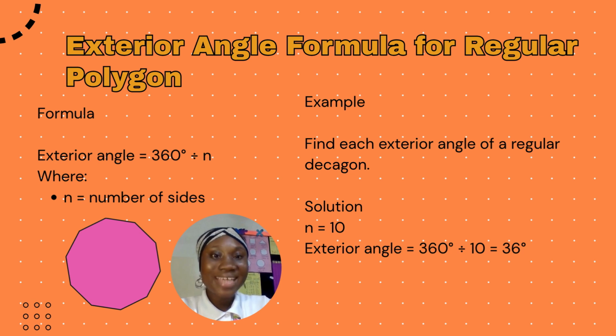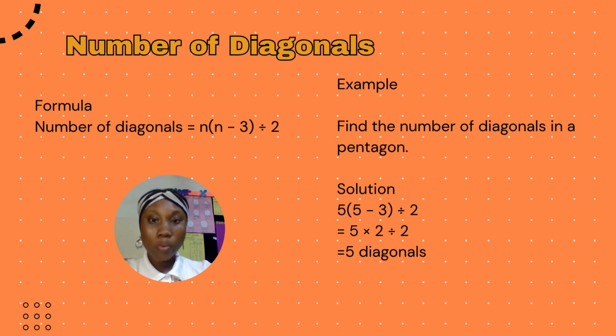Example, find each exterior angle of a regular decagon. A decagon has 10 sides, so 360 degrees divided by 10, and that will give you 36 degrees. That's all. So I've said that your interior angle is the angle inside, and the exterior angle is the angle outside. So you're inside, you're outside, and that gives you that.